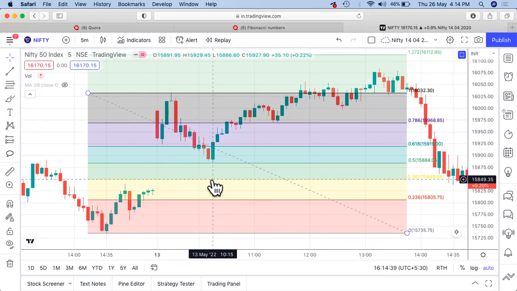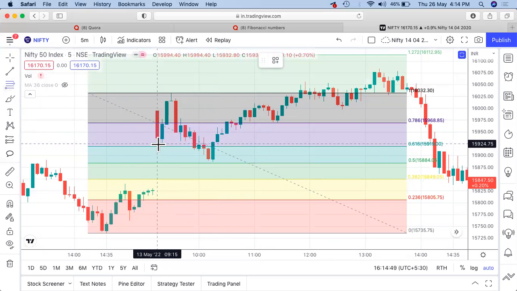It's not necessary that it is very accurate, that it will only come down to 0.5 and after that only I'll be able to take an entry. Nothing like it. If you go for the reversal, probably I'll be able to get my exact point also.